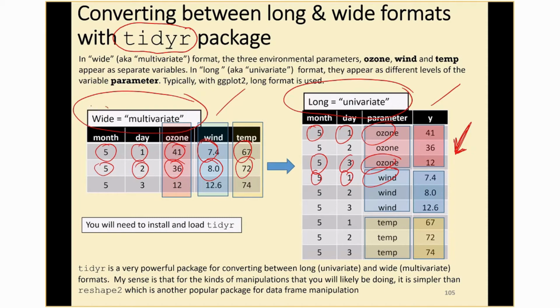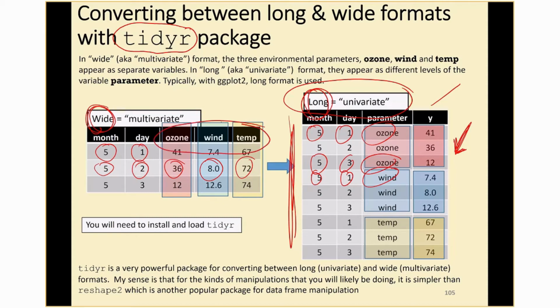This is called wide format because obviously the data frame is short and squat. This is called long format because the data frame is tall and skinny. This is sometimes referred to as multivariate in the sense that you can consider them to be multiple dependent variables, ozone, wind, and temp, whereas in this instance, this second data frame, you can consider it to be univariate.